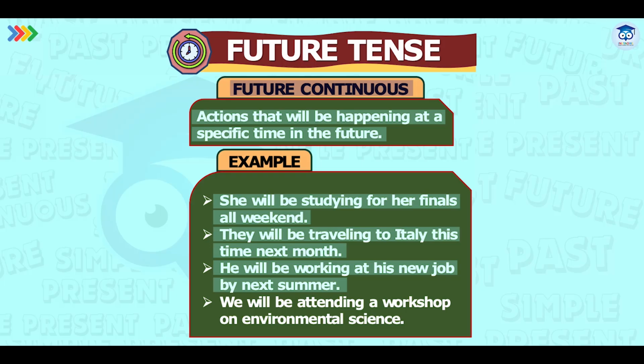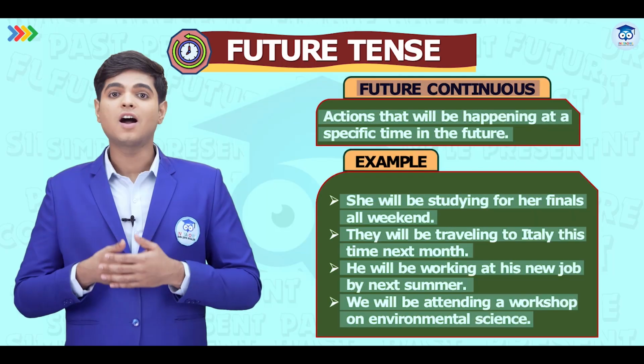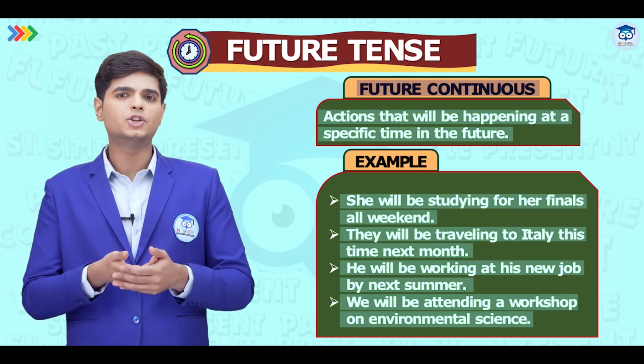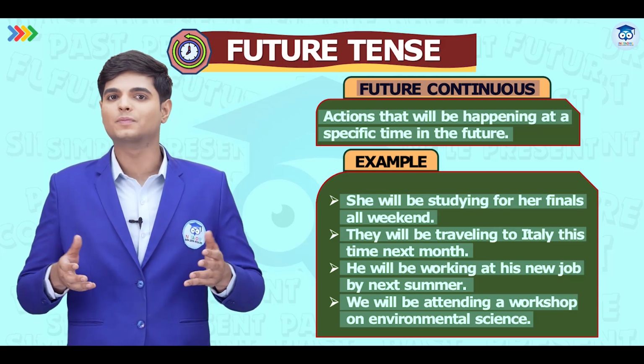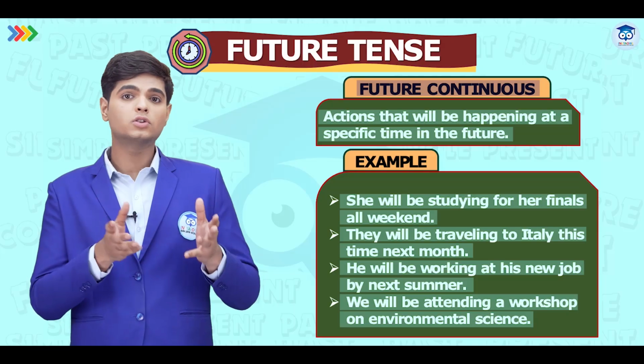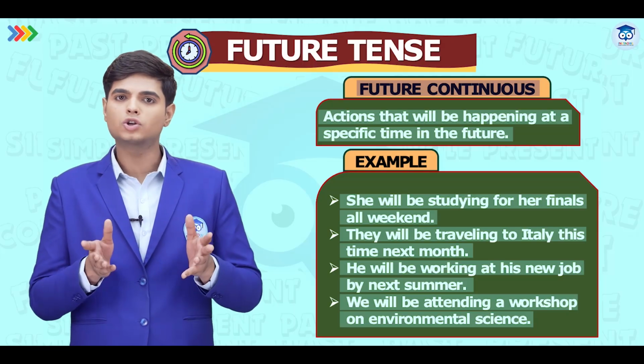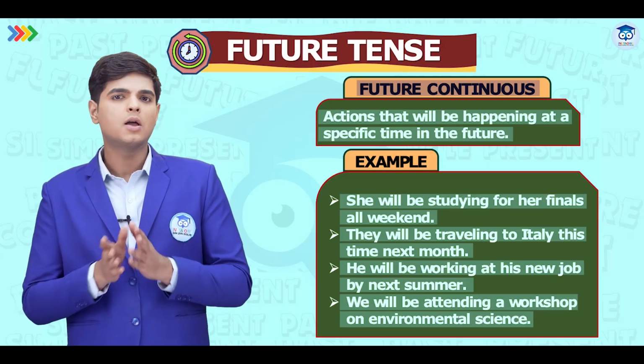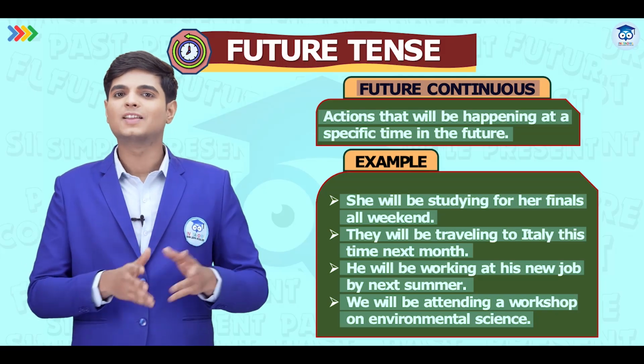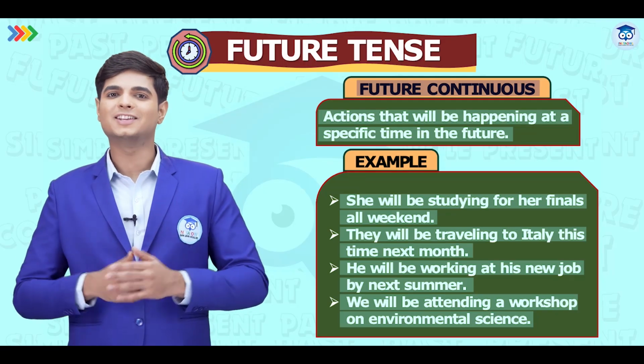That suggests a change in routine or lifestyle expected in the near future. And lastly, we will be attending a workshop on environmental science. Again, it shows something that is scheduled and will be actively happening. All these examples focus on what will be going on, not just what will start or end, but what will be in progress. Let's continue with the future perfect tense.